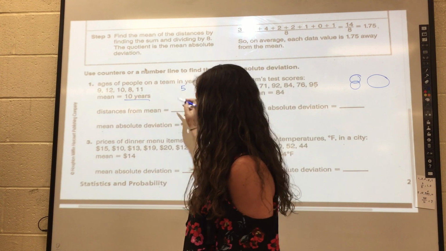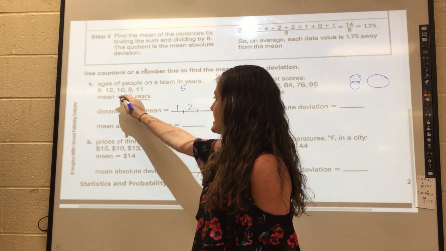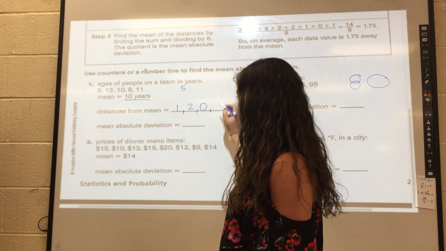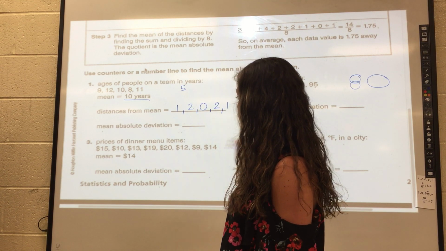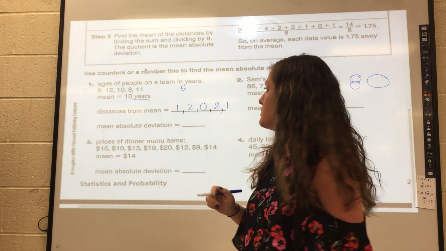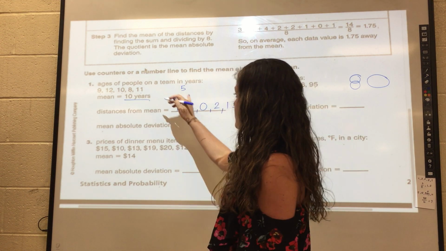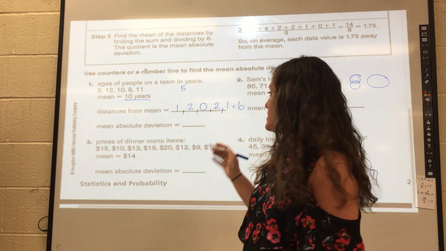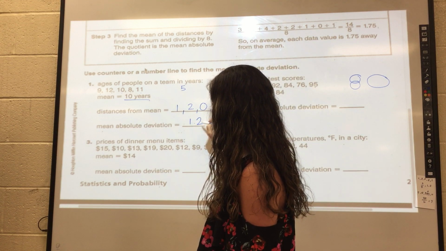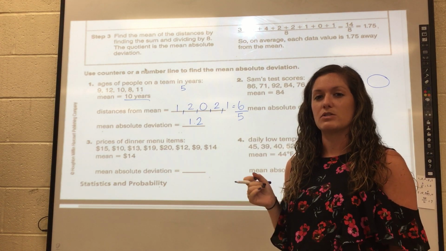So 9 is 1 away from 10. 12 is 2 away from 10. 10 is 0 away from 10, so we'll actually write the 0 to represent that. 8 is 2 away, and 11 is 1 away. Now, much like they did up here, we're going to add up all of these deviations, how far they are from the mean. So we get, let's see, 6. Like we did, we're going to divide by that number of data points like we do to find the mean in the first place, which is 5. And we're going to get a mean deviation of 1.2. So on average, all of those numbers are about 1 2/10 places away from that mean.